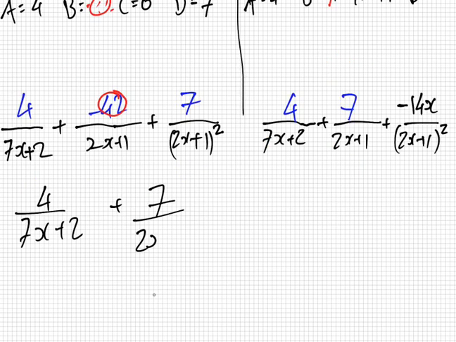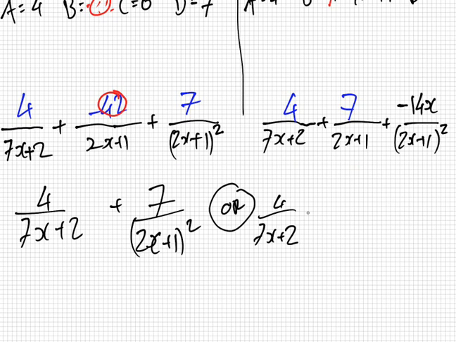No, please stop looking at the back. I'm getting to the answer now. So we have two answers now. 2x plus 1 and squared, or 4 over 7x plus 2 plus 7 over 2x plus 1 minus 14x over 2x plus 1 squared.